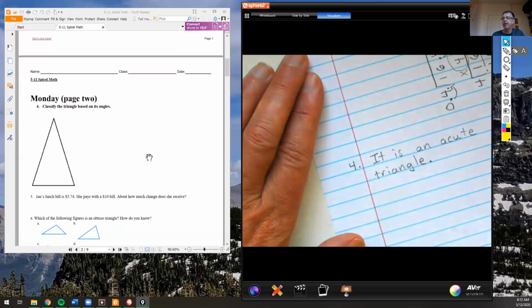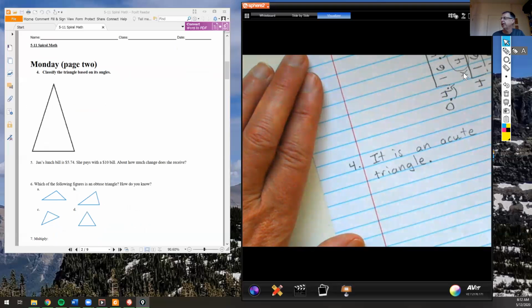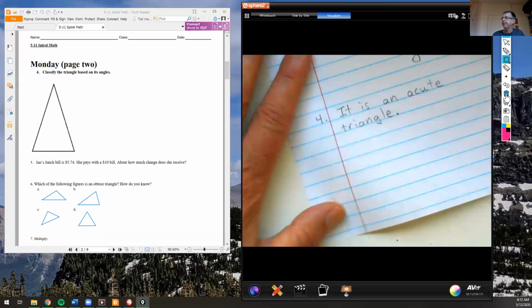I'm going to go on down to number 5. Jan's lunch bill is $5.74. She pays with a $10 bill. About how much change does she receive? And the key phrase here is the word about. About means that we're going to be doing some rounding to make it easy to do in our head.